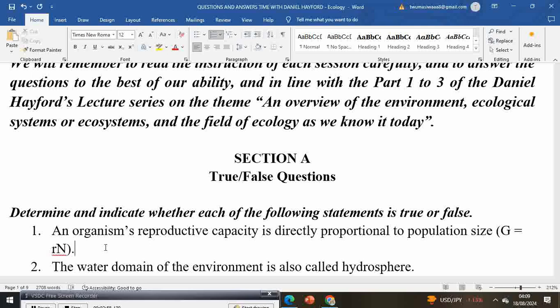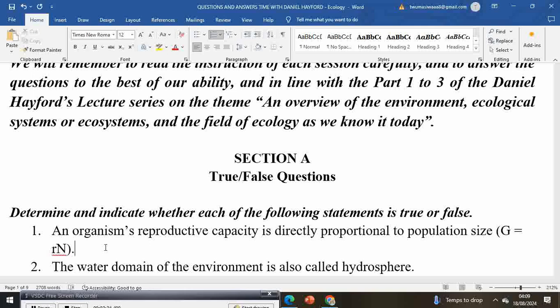Number 1 reads: an organism's reproductive capacity is directly proportional to population size. And then there is a formula in the bracket: capital G is equal to small r times capital N. So is this statement true or false?